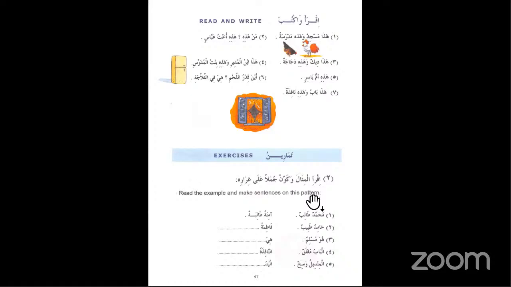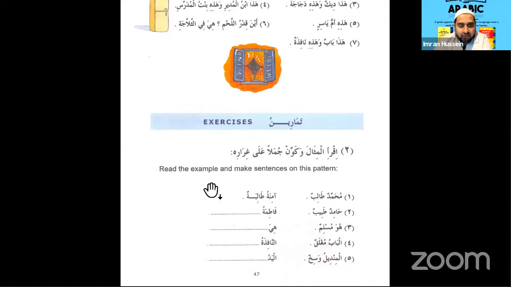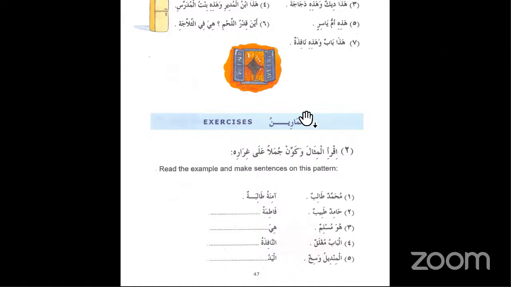Assalamu alaikum. Alaikum salam. So what I want you to do here, it says read the example and make sentences on this pattern. Over here, you have the masculine sentences of subject and predicate, like Muhammadun Talibun. Muhammad is a student. To make it feminine, you will need to add a ta'i marbuta at the end. So Aminatu Talibatun. We add the ta'i marbuta, and the letter before the ta'i marbuta will have a fatha, as you will see in this one and the next one, inshallah. Go ahead. Bismillah ar-Rahman ar-Rahim.